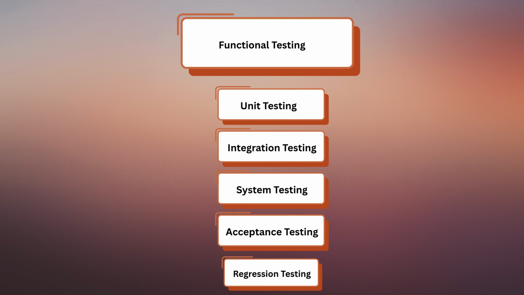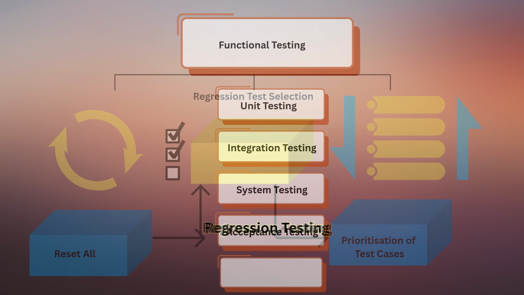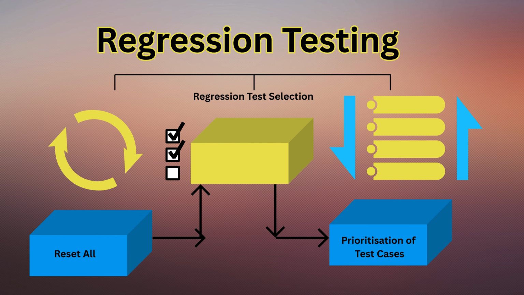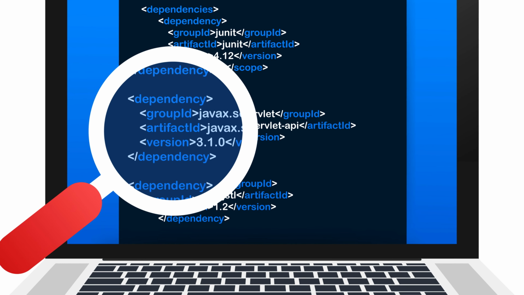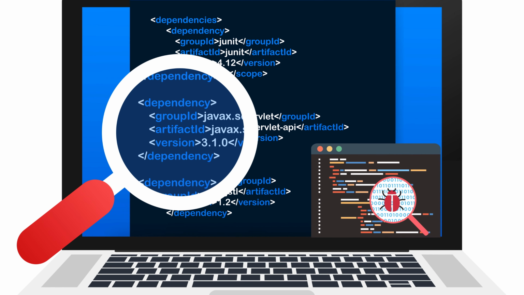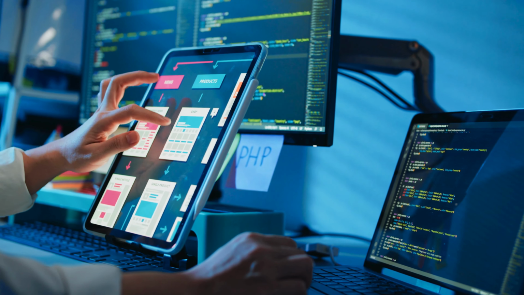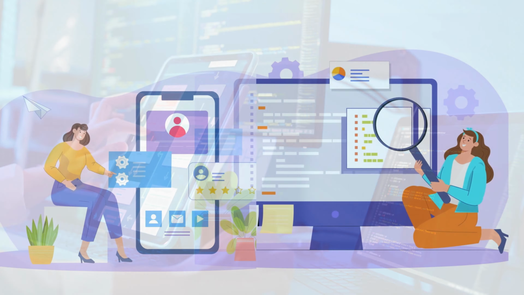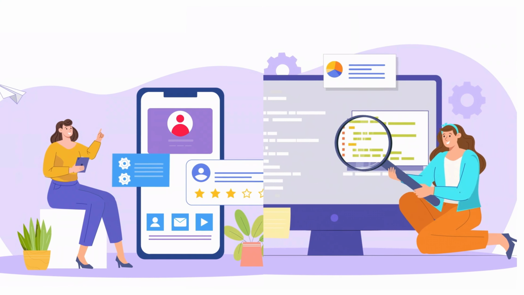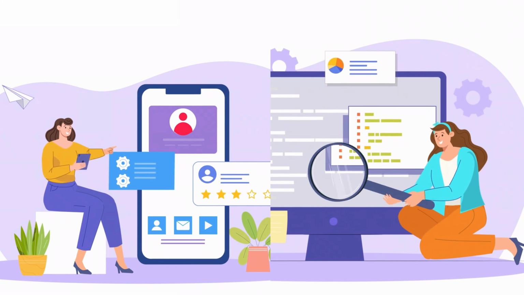Regression testing. Regression testing is the process of rerunning the previously executed tests to ensure that the recent code changes or the bug fixes have not introduced new defects or broken existing functionality. It helps maintain software stability and quality throughout the development lifecycle and testing lifecycle.